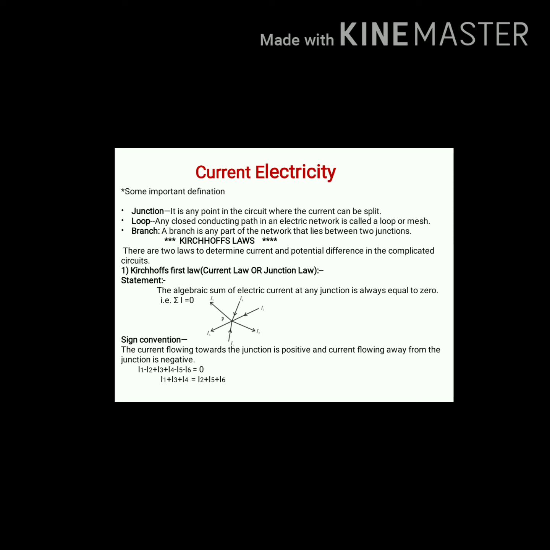मग डायग्रामवरून इक्वेशन आलेलं आहे. I1 which is considered as positive because here I1 is flowing towards the junction. Then I2 is flowing away from the junction, so it is considered as negative. Then I3, it is considered as positive. Then I4 also positive. Then I5, it is negative because it is flowing away from the junction. Then I6 also it is negative. Then from the diagram I1 minus I2 plus I3 plus I4 minus I5 minus I6 is equal to 0.